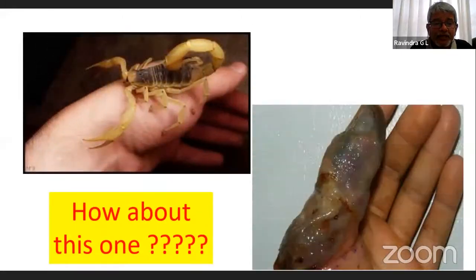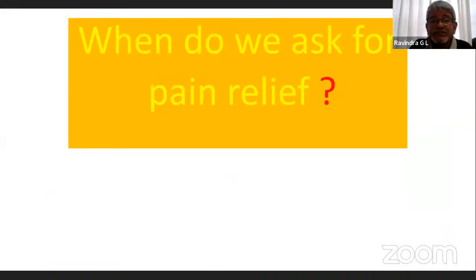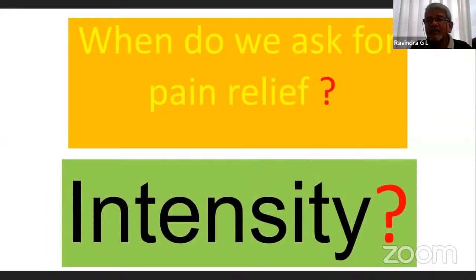So what is it that determines this? How about this one? When there is a scorpion bite, the pain is so bad that we do give a local block. Any systemic analgesia is not going to be very useful in this situation. So what determines it? The determination is the intensity of pain. If the intensity of pain is very severe, we ask for pain relief. If the intensity is less, we don't ask for it.